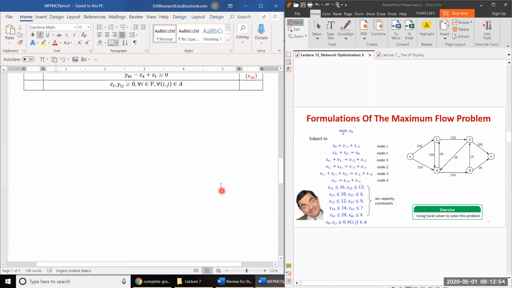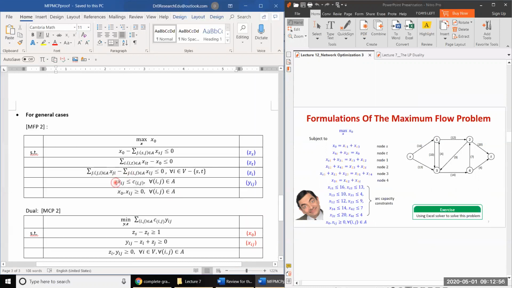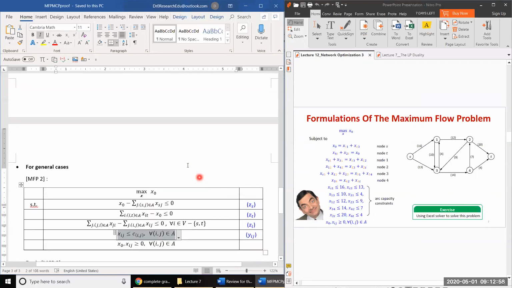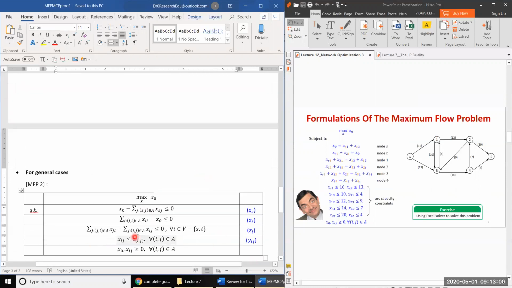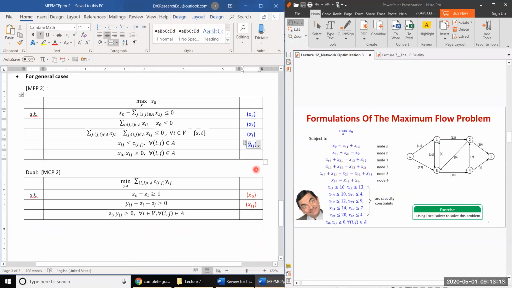And finally, what do I have? Finally, I have the capacity constraint. See it? For the capacity constraint, for each y_ij, for each ij in A, I have defined it to be w_ij. Okay, so after setting these variable notations, let's write the dual to see whether it's correct.